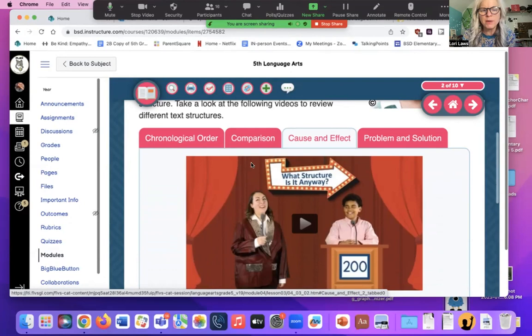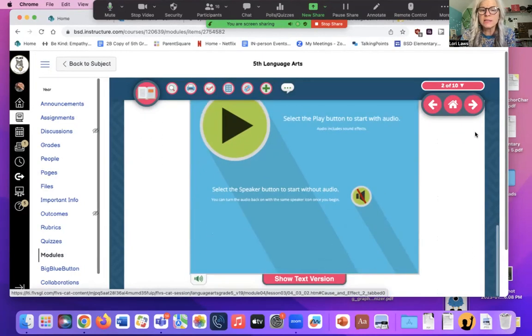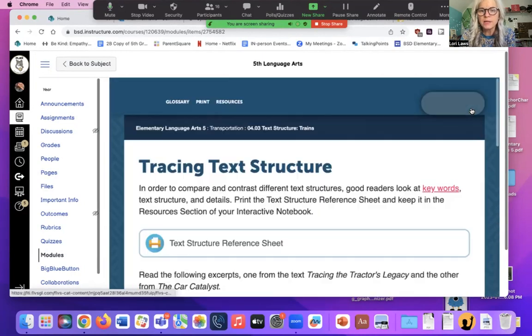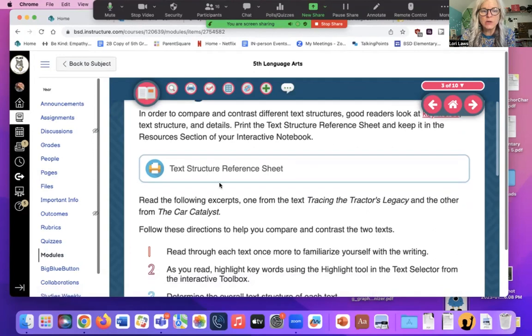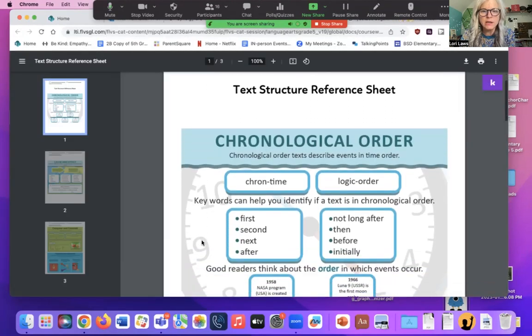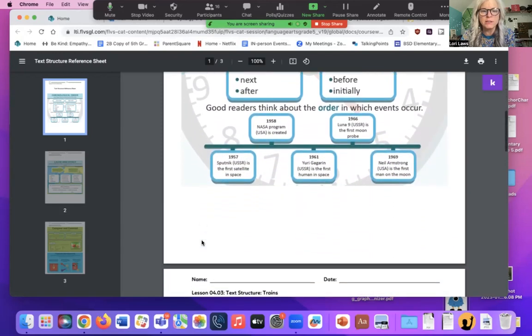Not so many that are comparisons, but right now we're doing comparison texts, like we're comparing different kinds of transportation. So that's what it's talking about. And then tracing text structure. Let's take a look at this. I haven't actually looked at this. Oh yeah, these are different text structures.